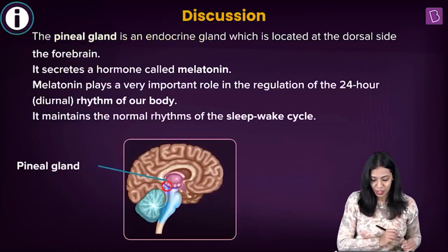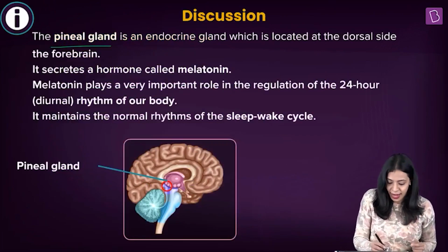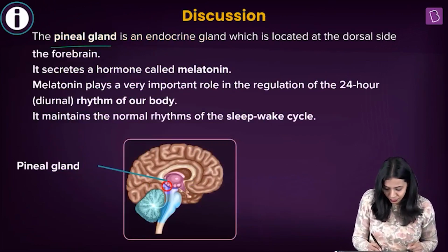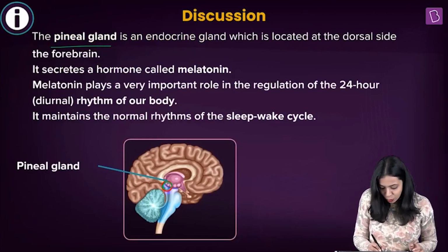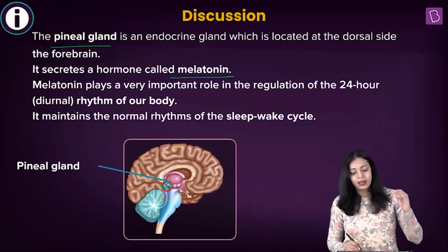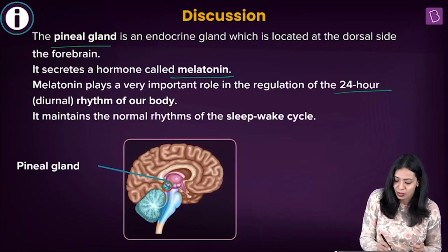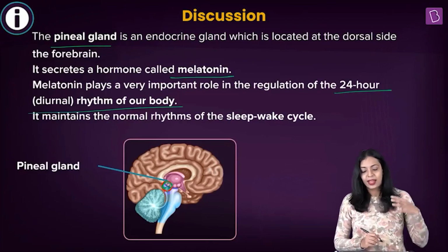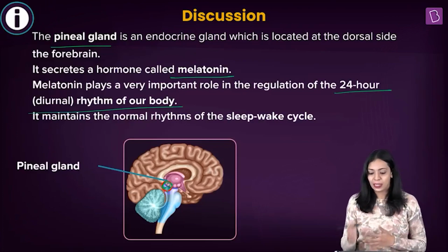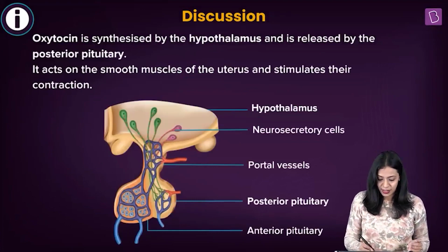Let me summarize it very quickly. The pineal gland is an endocrine gland that is located at the dorsal side of the forebrain. It secretes a hormone that is known as melatonin. Melatonin is involved in regulating the 24-hour or the diurnal rhythm of our body. It also maintains the regular rhythm in the sleep-wake cycle. So that was the correct answer. Now let's address the distractors.